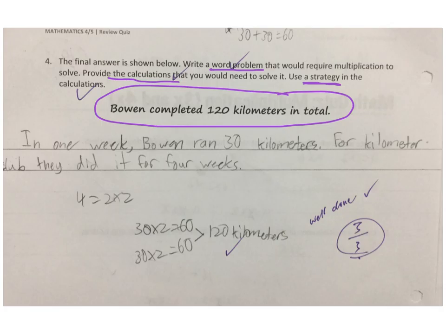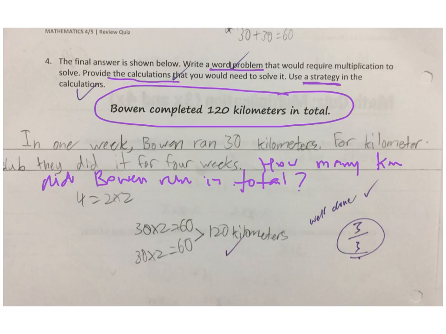So this student has done a really good job. In 1 week, Bowen ran 30 kilometers for Kilometer Club, and they did it for 4 weeks. The only thing missing here is a question, which really should have been, how many kilometers did Bowen run in total? If the student had added that, then this would have been even more perfect. But I'm just assuming the student really knew that. But we really should get a question in there.